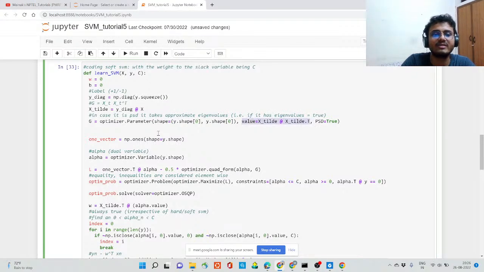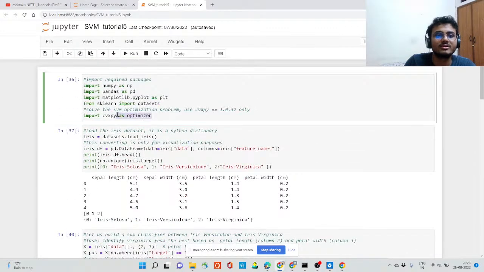This is the Gram matrix that I have defined, x tilde as I have defined. And the one hot vector I have defined according to the shape of y, also the shape of alpha. And alpha is the term that you want, right? So alpha is the dual term that you want to find. And then I have written the loss. See the loss function. So this is the optimizer. The optimizer I have imported here. cvxpy is an optimizer.